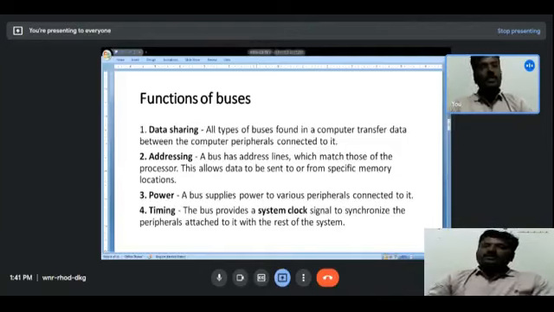Next one is addressing. The direct example is the address bus. A bus has address lines. As we know, microprocessors have address lines which we can specify as AD0, AD1, and so on, in terms of powers of 2. Likewise, the bus has address lines which match those of the processor. This allows the data to be sent to and from specific memory locations or address locations.